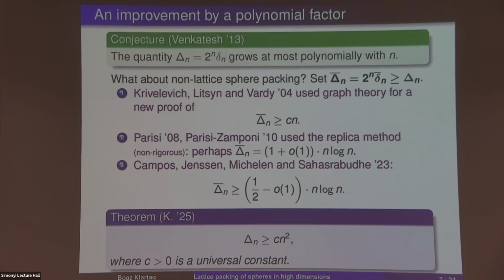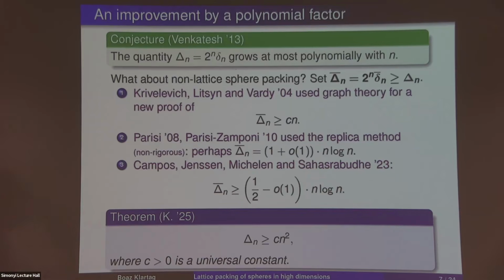Okay, and Venkatesh also formulated a conjecture. So he wrote that this capital delta n, the volume of the largest ellipsoid which is integer free, grows at most polynomially in the dimension n. So this was his conjecture, okay? And I'll discuss some reasons to believe or not to believe in this conjecture. I'm a believer.